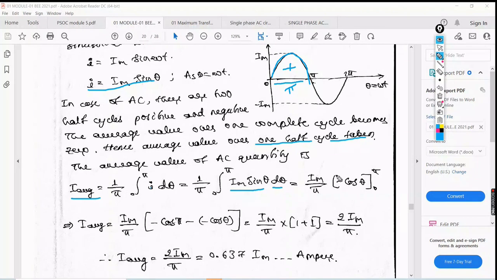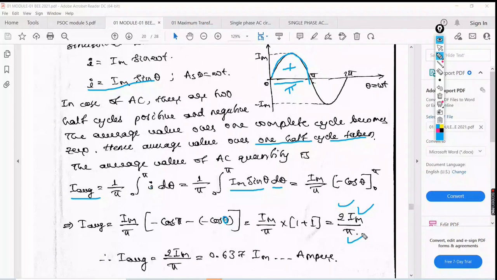Im divided by pi. The integration of sine theta is minus cos theta, from 0 to pi, taking the maximum value and the minimum value. Then I average equals Im divided by pi into minus cos pi minus of minus cos 0. Cos of pi is minus 1, cos of 0 is 1, so minus into minus is plus, 1 plus 1 is 2, giving 2Im divided by pi.